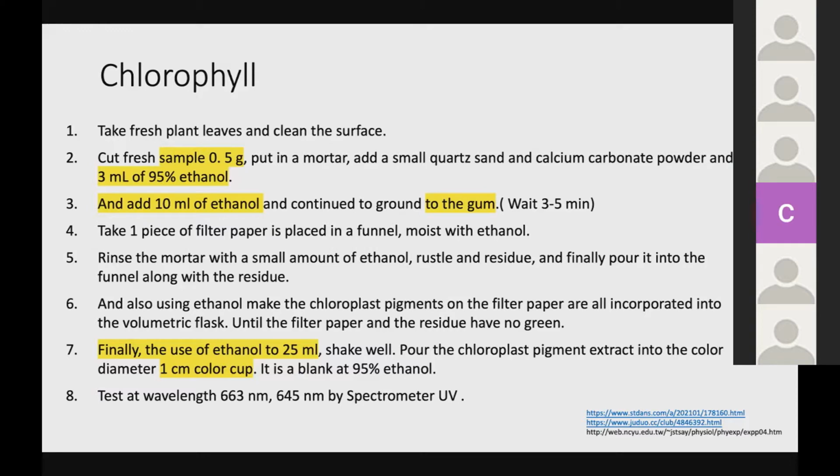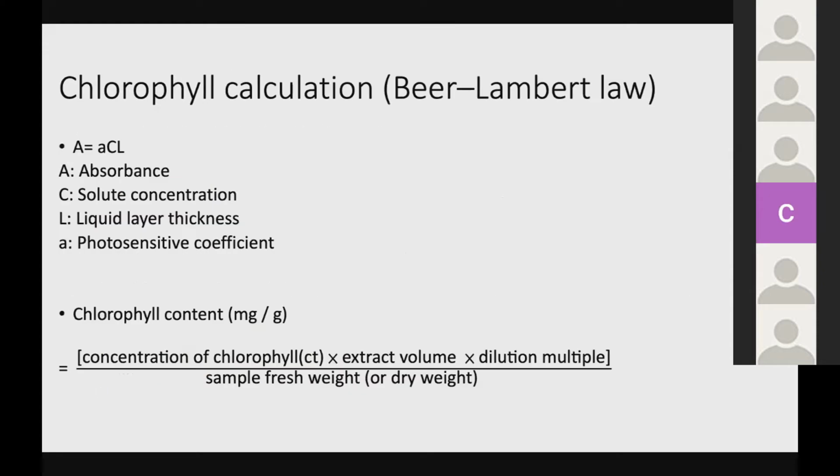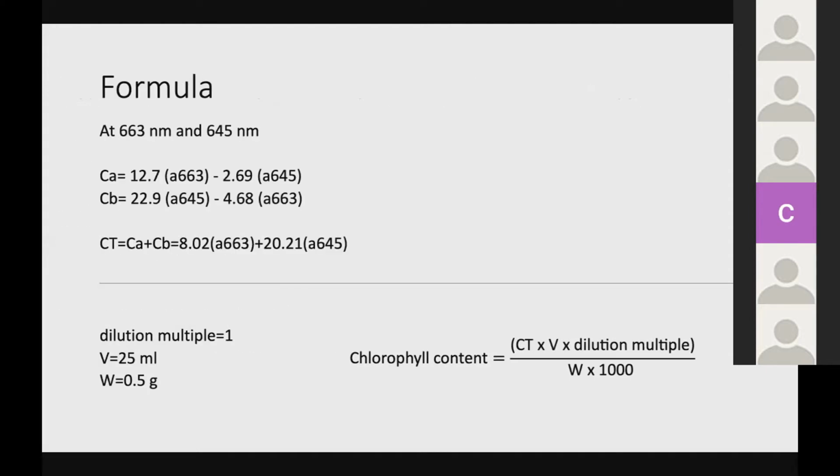of chlorophyll testing, I use a UV spectrometer at the wavelengths of 663 nanometers and 645 nanometers, so that I can get the data about the chlorophyll absorbance. And after I have the data, I can follow the Beer-Lambert law, which can calculate from absorbance the solute concentration, and then go to the next formula to get the chlorophyll content in leaves. And here is the formula I organized, which makes it easier to calculate.